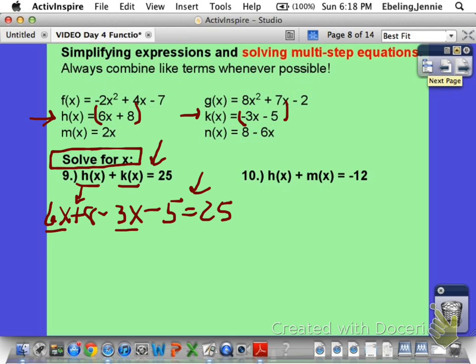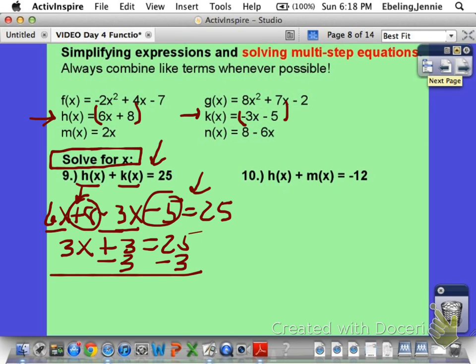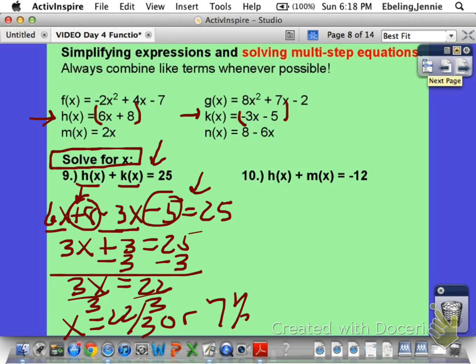So when combining like terms on the same side, 6x minus 3x is 3x. Plus 8 minus 5 is a plus 3. Equals 25. And I want to subtract 3, and I get 3x is equal to 22. Divide both sides by 3, and I get x is equal to 22 thirds, or I could say that is 7 1/3. But I solved. I found the value of x.